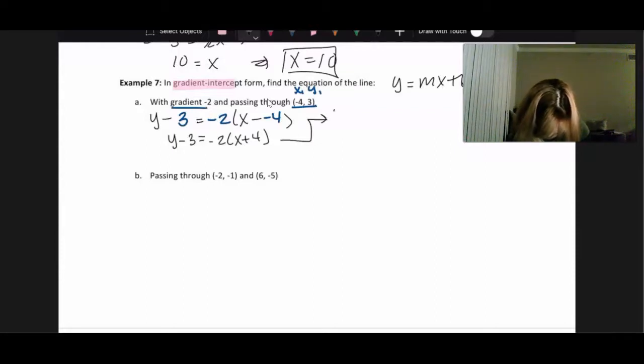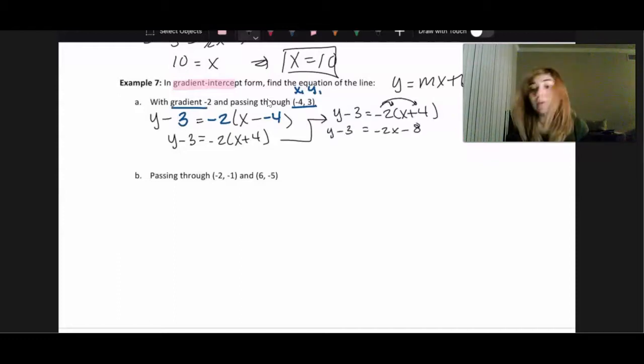So let me give myself more space. To do that, I'm going to distribute out that negative 2 and keep this the same. So after distributing that negative 2, it's y minus 3 equals negative 2x minus 8. Negative 2 times x is negative 2x, negative 2 times 4 is negative 8. Then, for gradient-intercept form, I know I want to have y by itself, so I'm going to add 3 to both sides. And now we get y equals negative 2x minus 5.